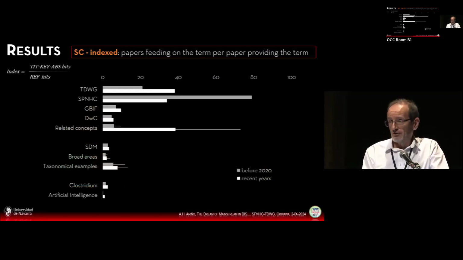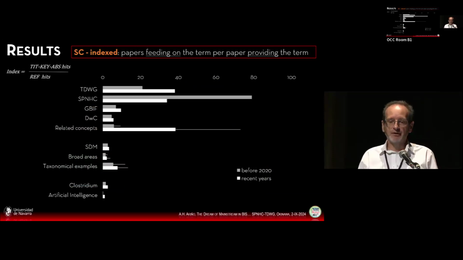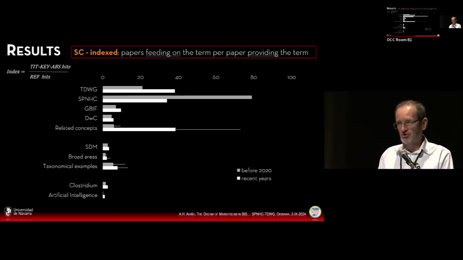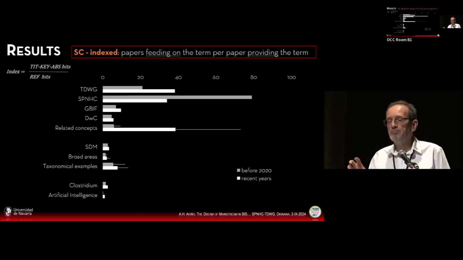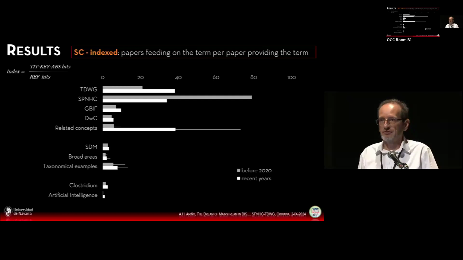We can confirm this, it's not that difficult, by looking at only within the indexed corpus of literature at whether Spinach or Tadwig or any of our production which is indexed appears in indexed literature. It turns out that papers feeding on our production, I mean indexed paper providing this production, is quite large. For instance, for a product produced by Tadwig, say Darwin Core or whatever, to be picked by another indexed output can be up to 4 to 8 times as likely as in most other fields, even related fields.